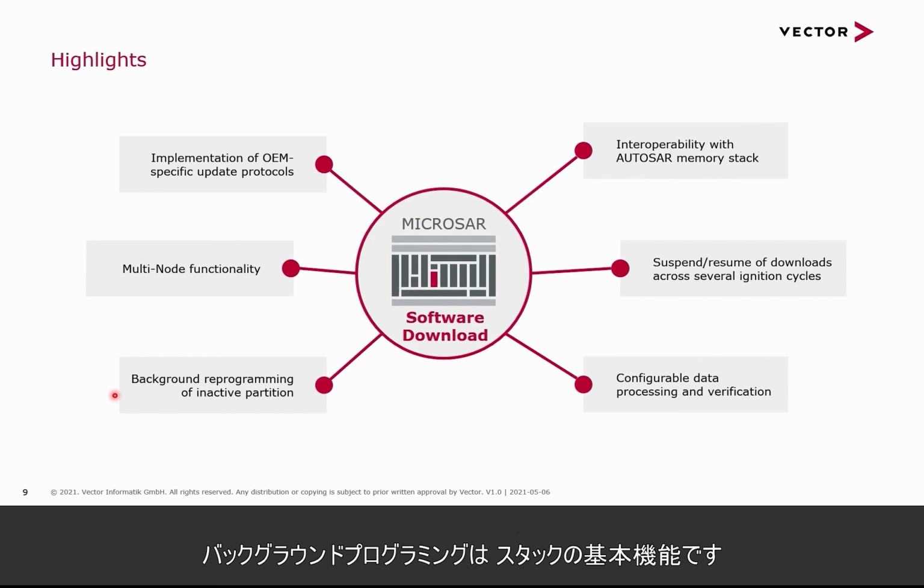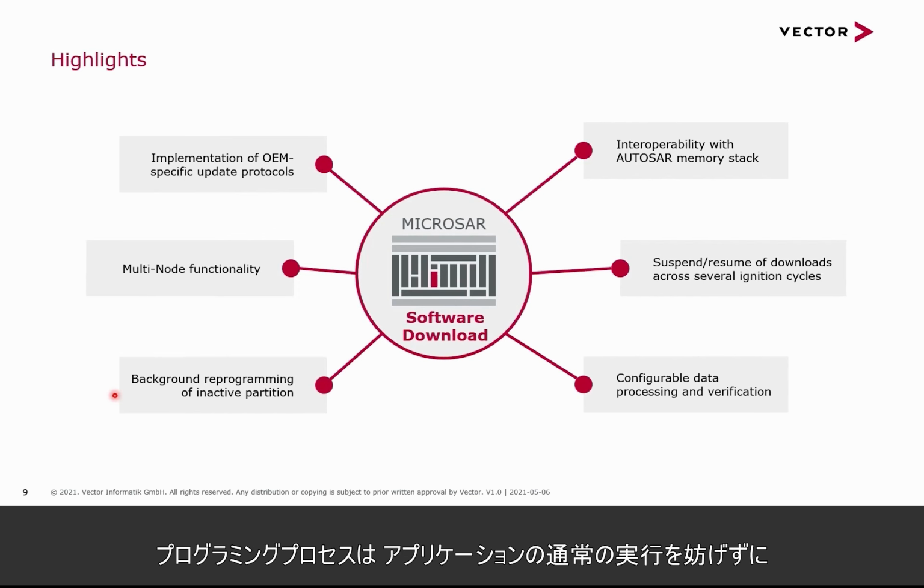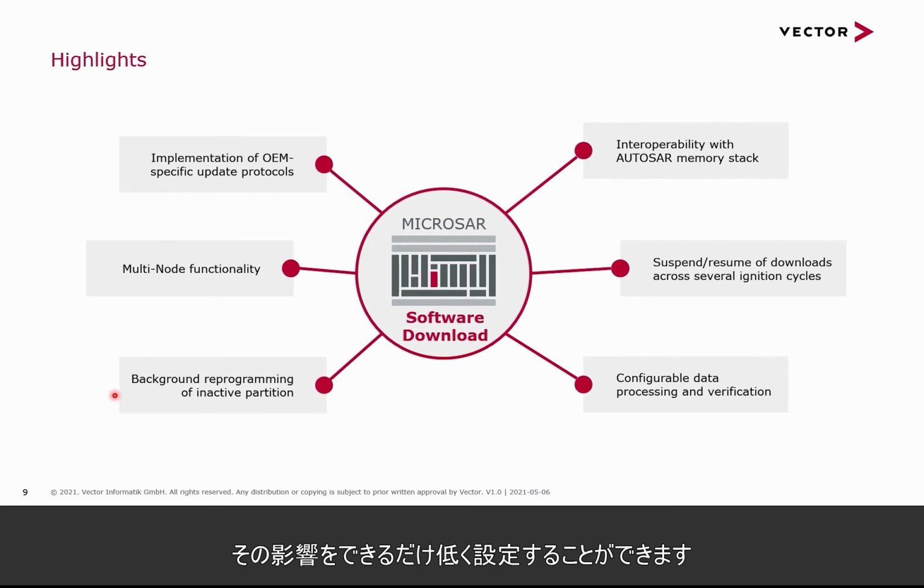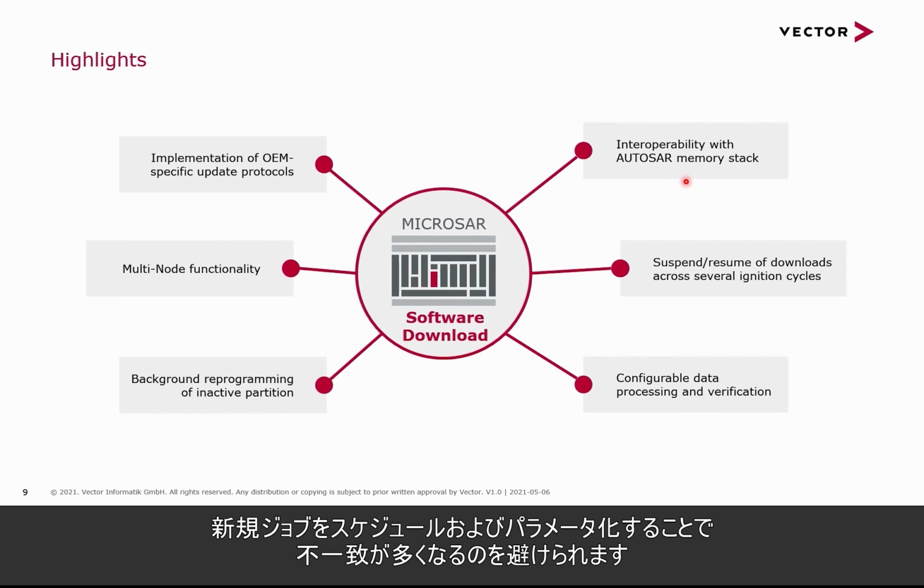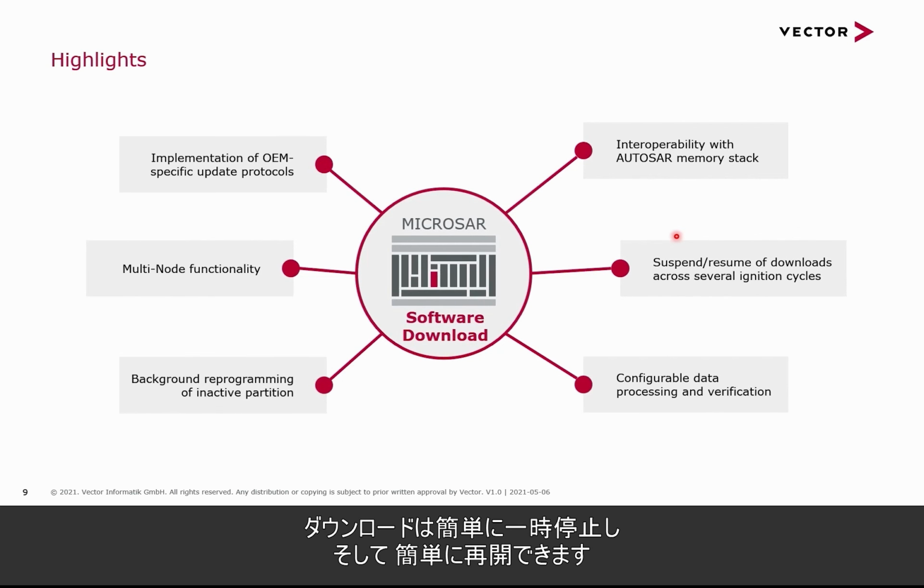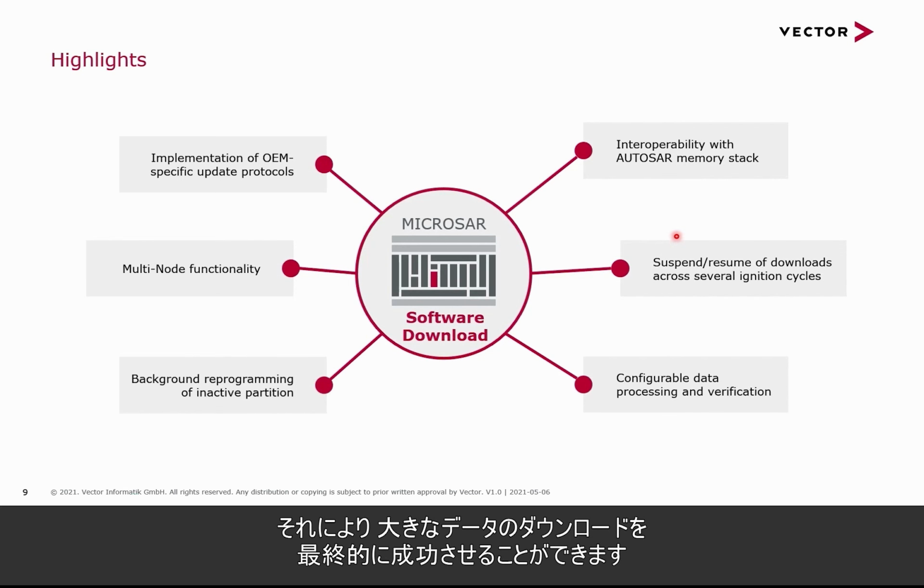Background programming is a core feature of the stack. The programming process does not interfere with the normal execution of the applications, and the impact can be configured to be as low as possible. The software download stack interoperates with the AUTOSAR memory stack, so any access collisions are avoided by scheduling and prioritizing the flash jobs. The download can be suspended in one ignition cycle and resumed in the next one. Therefore, it is assured that the download, even of large data, is eventually successfully completed.